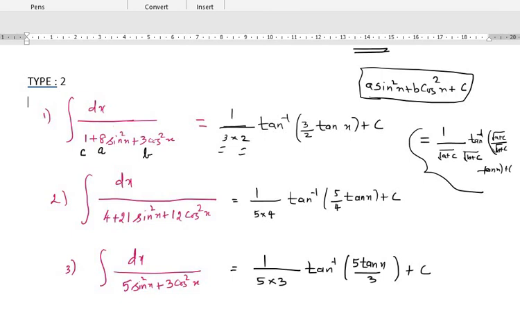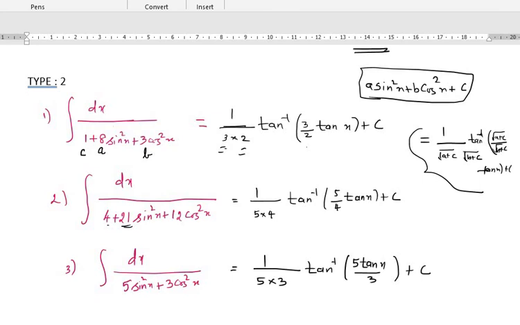Tan inverse of, again, whatever I added here, this number 3 by 2 into tan x plus c. Yes, I hope you understood. Okay, now see the second sum the same way here. 21 plus 4, 25. What is root 25? That is 5. Next, 12 plus 4, 16. What is the square root of 16? That is 4. Tan inverse of 5 by 4 into tan x.